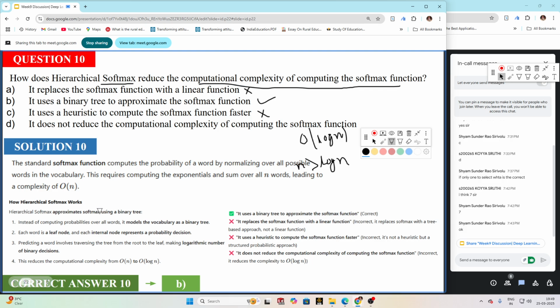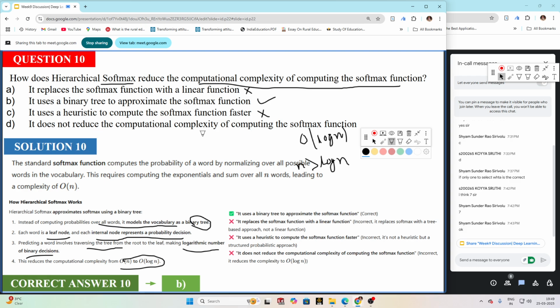So in hierarchical softmax, instead of computing probabilities over the words, it models the vocabulary as a binary tree. Each word is a leaf node, and each internal node represents a probability decision. Predicting a word involves traversing the tree from the root to the leaf node, making a logarithmic number of binary decisions. This reduces the complexity from O(n) to O(log n).